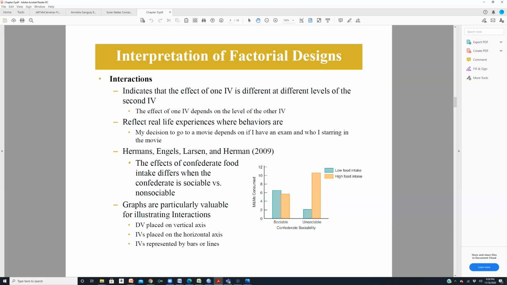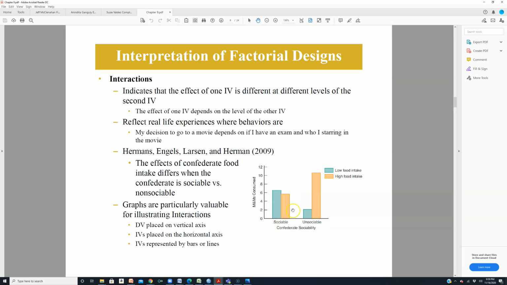We typically will look at the vertical axis, the y-axis, as our DV, right? And then the IV is on the horizontal axis. If we're doing a bar graph, then you're going to have different colored bars for one condition, and another color for a different condition. And then they're going to be grouped separately. So in this case, here's sociable grouped and here's unsociable. But here the green is the low food intake and the orange is the high food intake.